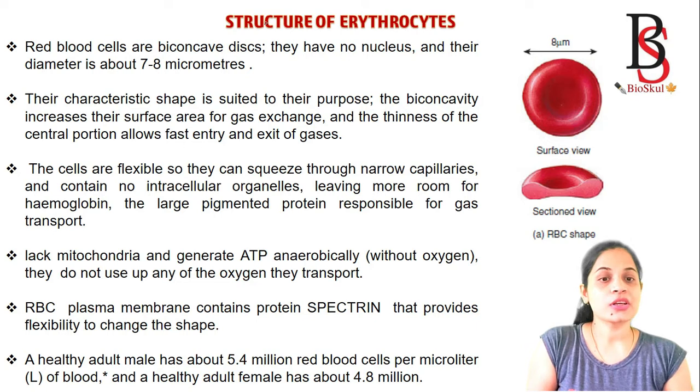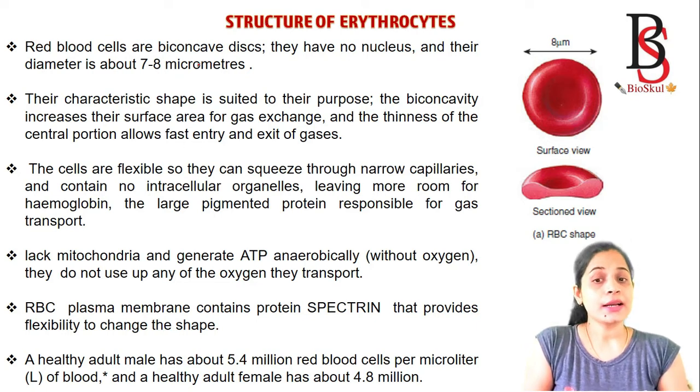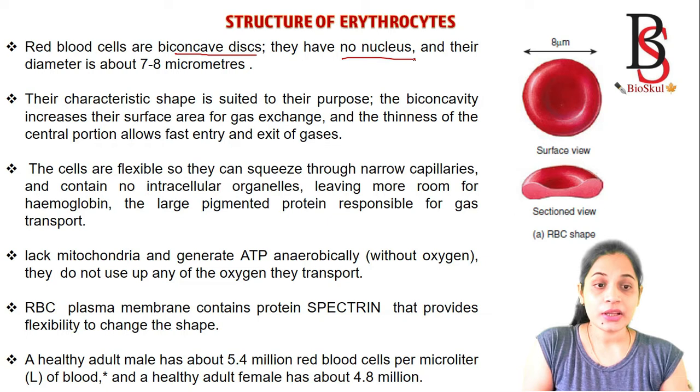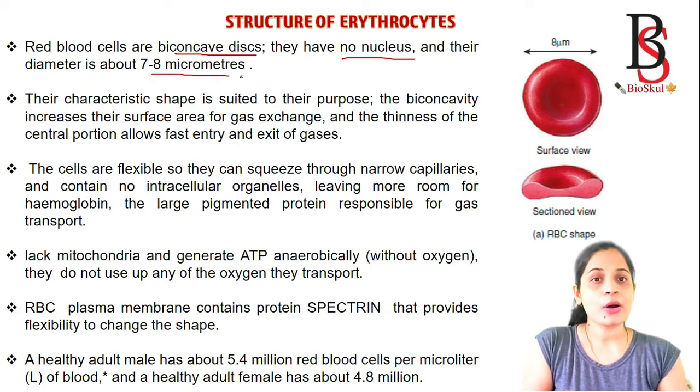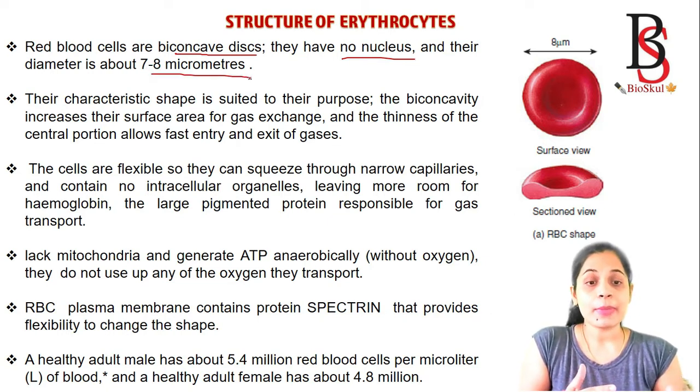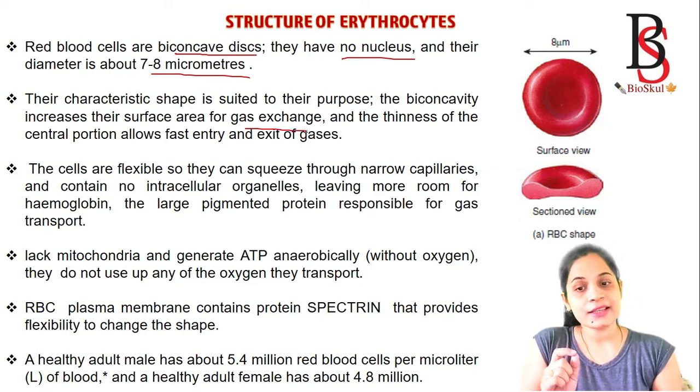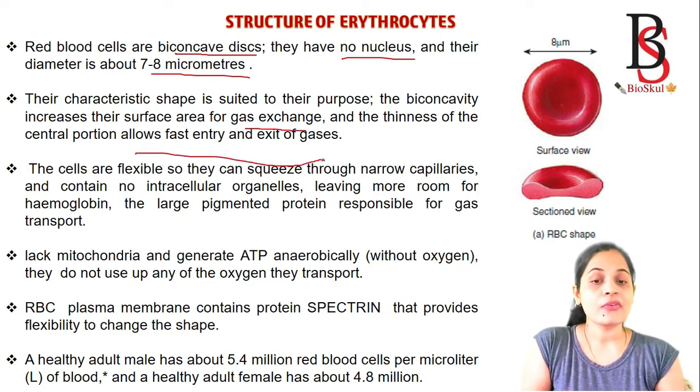First, we will look into the structure of erythrocyte. Red blood cells are biconcave in shape. They have no nucleus, and their diameter is about 7 to 8 micrometers. The characteristic biconcave shape is suited to their purpose. The biconcavity increases the surface area for gas exchange, and the thinness in the center allows the fast entry and exit of gases.